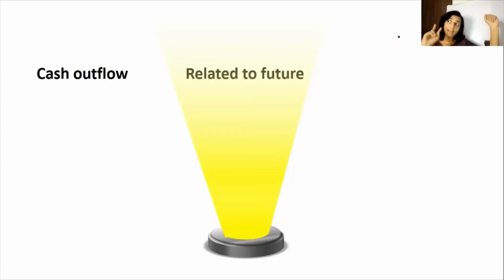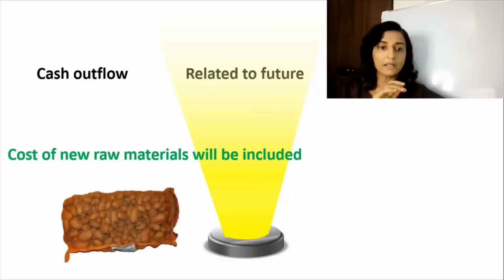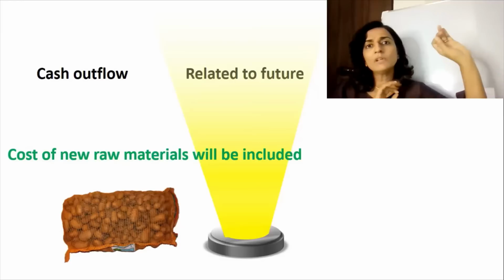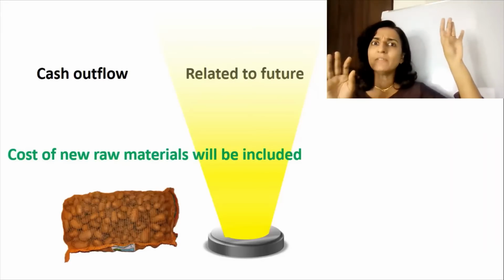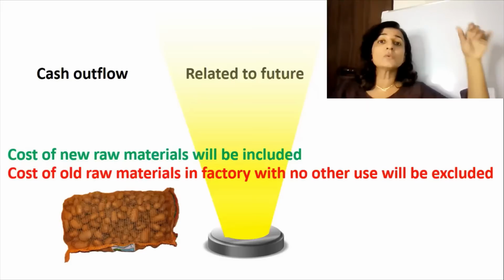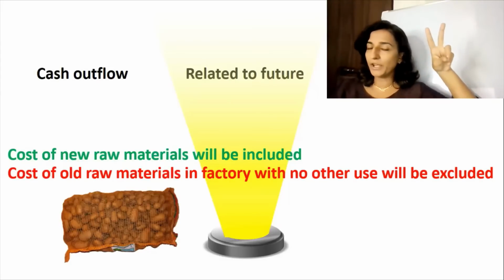But if you are buying the potatoes from outside, then it is a relevant cost because it is related to the future. So cost of new raw materials will be included as relevant cost because it is related to the future. But if you have a sack of potatoes lying in your godown without any other use, then it is not a relevant cost. So cost of old raw materials in the factory with no other use will be excluded. That is, it is not a relevant cost. That was point number 2.